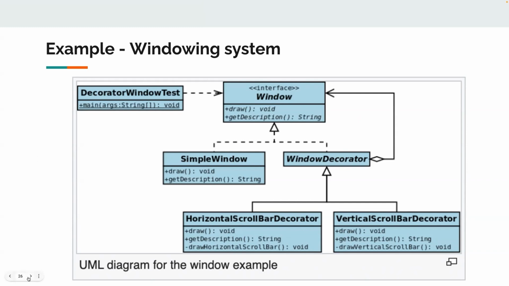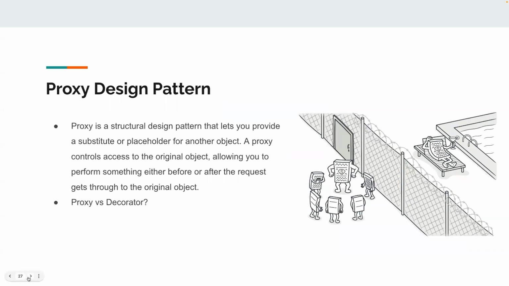So the next pattern that I would like to discuss is the proxy design pattern. So now it is also a structural design pattern that lets us provide a substitute or a placeholder for another object. A proxy controls the access to the original object, allowing us to perform something either before or after the request goes through the original object.